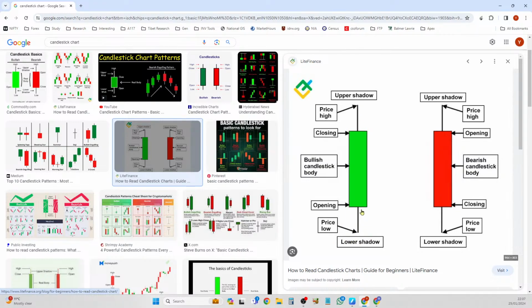Now, this wick that is there on the bottom end is also referred to as the lower shadow, and the upper part of the wick is also referred to as upper shadow. What I refer to in my own live sessions is I call it a wick. I do not say upper shadow or lower shadow. So don't be worried about what we name it. I refer to it as a wick.